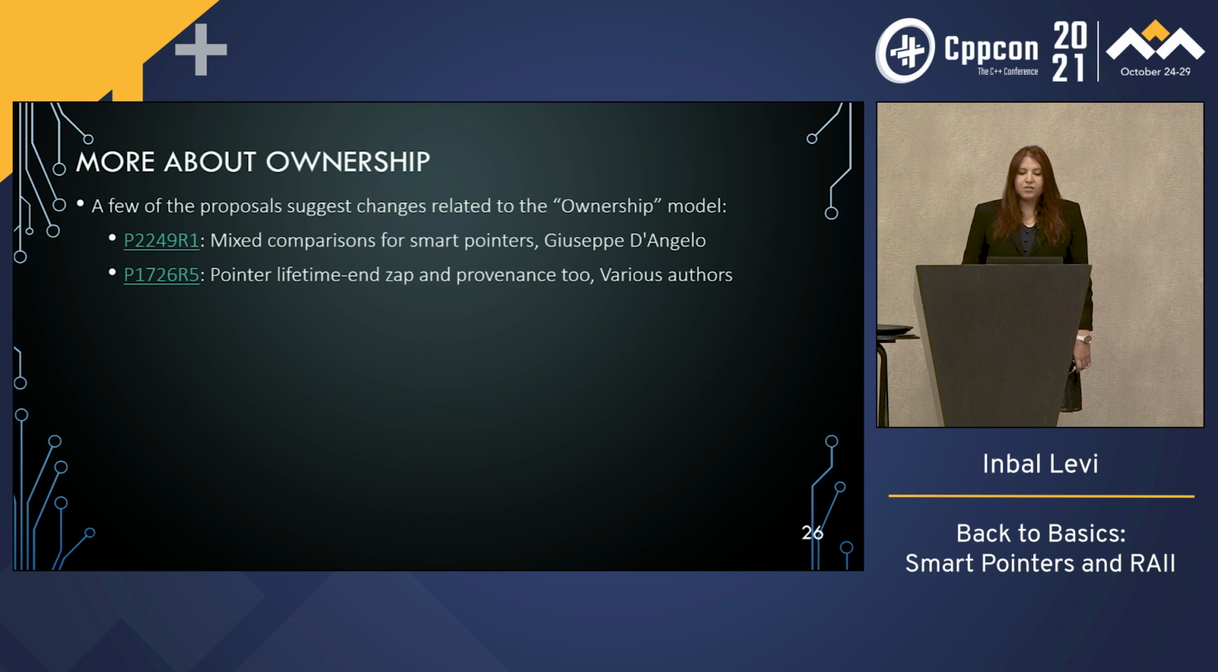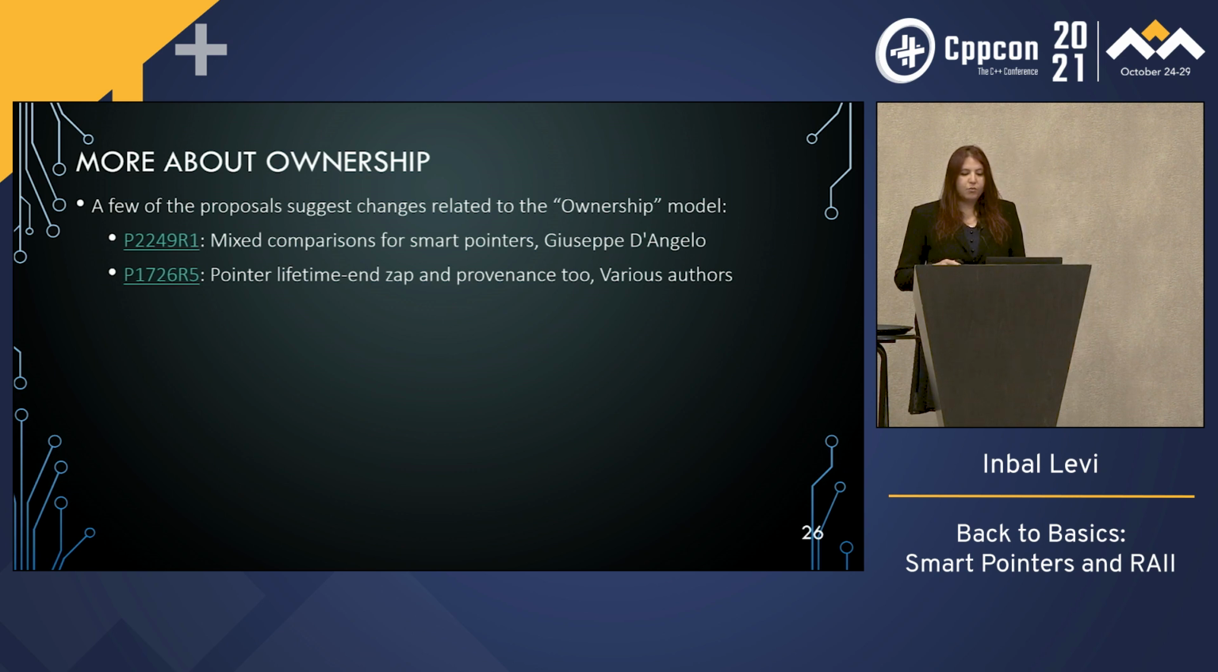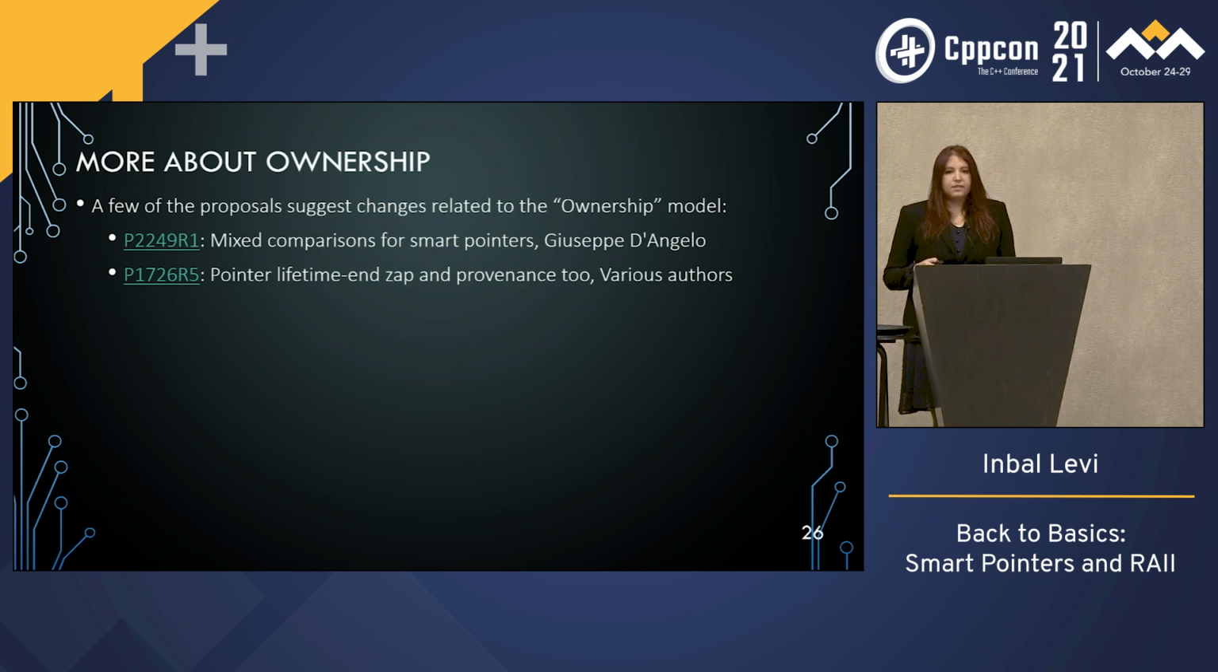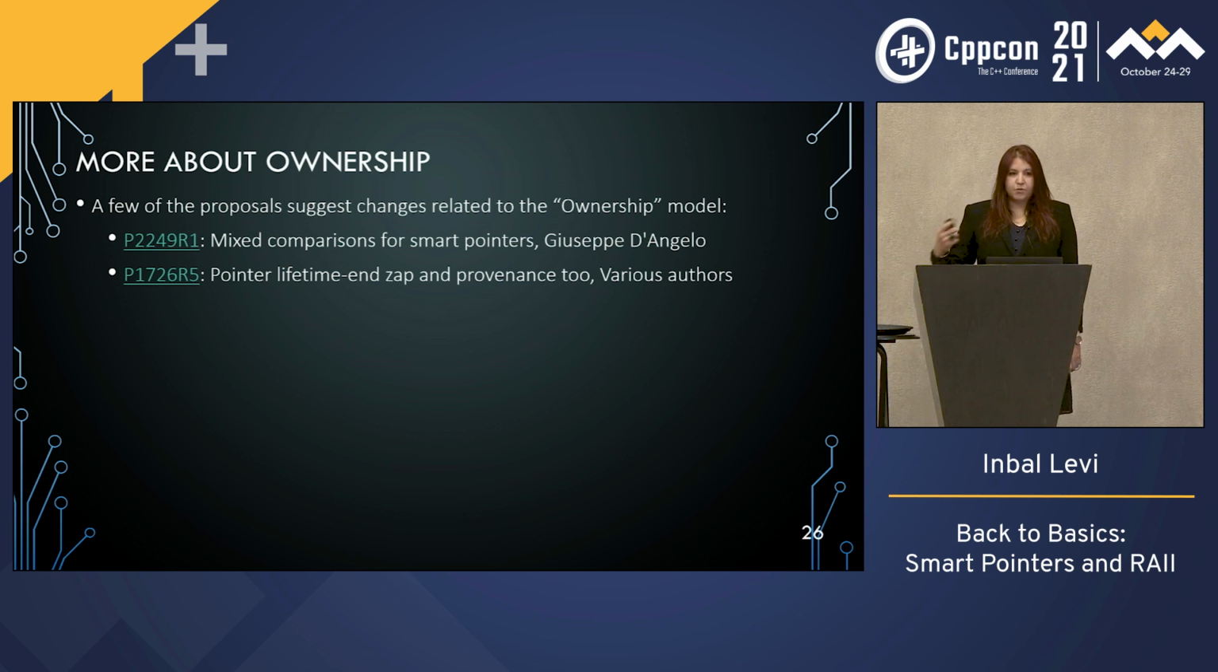There's an additional proposal called pointer lifetime-end zap and performance too. The point of this is to mark pointers in memory that were released so that we can do additional things with them. For example, a garbage collector cares about marking pointers that were released, because a garbage collector has a few stages. First, you release the pointer, but you don't necessarily clean it at the same moment. So meanwhile you can put some kind of flag in the value of the pointer, and then when the garbage collector reaches this pointer to free it, it can tell its state according to the flag.